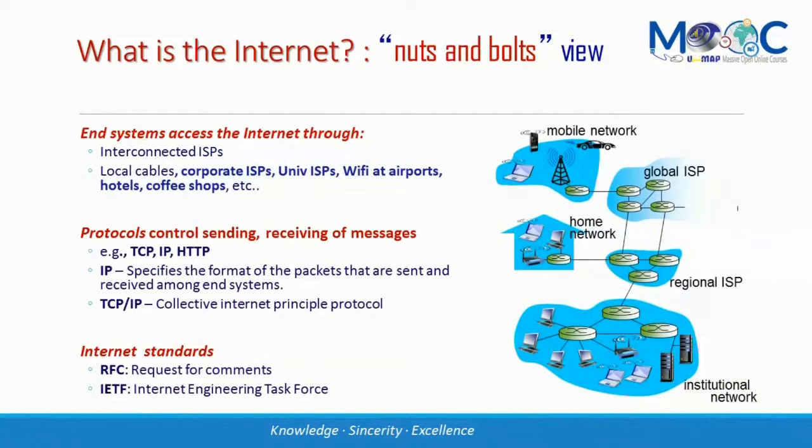We can also describe the Internet in two ways. From the nuts and bolts perspective, which are the components that make up the Internet, and also from the service view. The end system accesses the Internet through several interconnected ISPs such as corporate ISPs, university ISPs, Wi-Fi at the airport, and much more. Each ISP can provide a variety of network access such as broadband access, DSL, high-speed LAN, or wireless access.